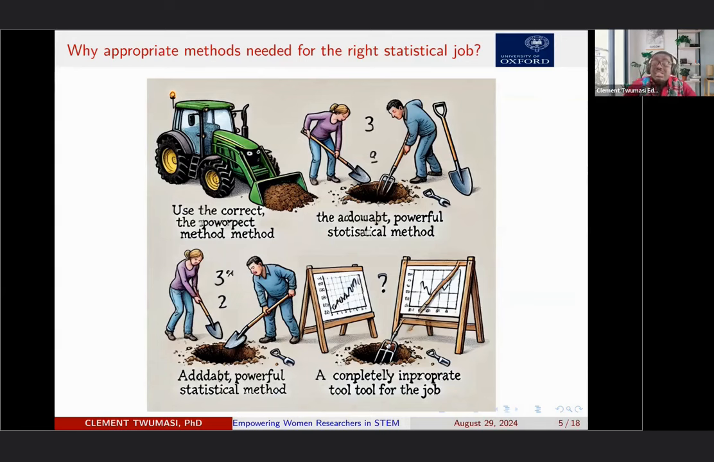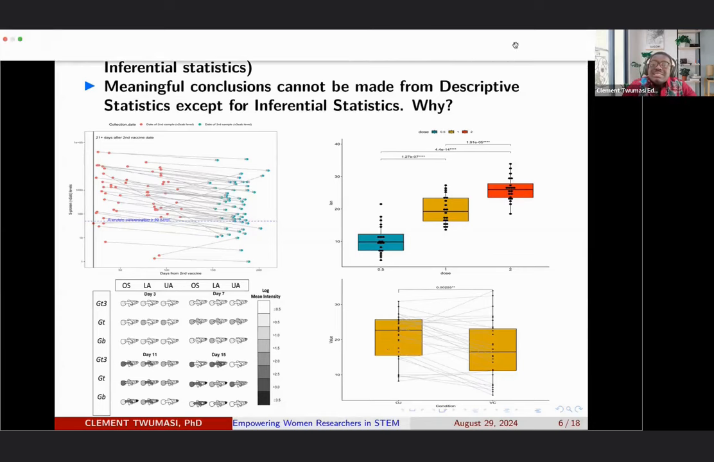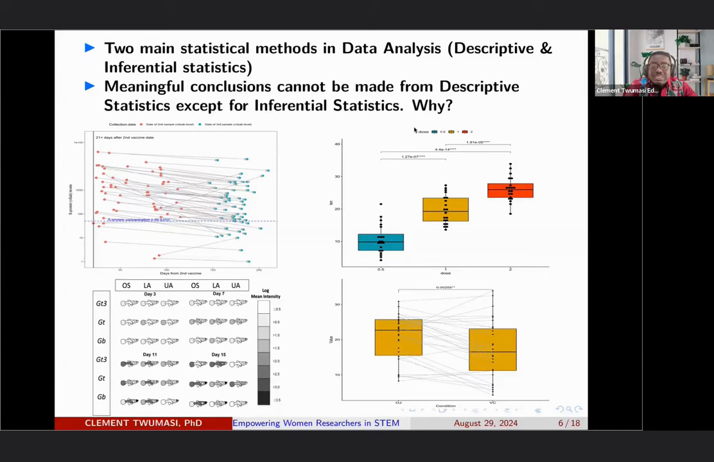So this is why it's very important to use the right tool for the right job as far as statistics is concerned. All right. Now, in every research, when you want to apply statistics to analyze data, there are two important aspects of it. So we can say statistics can broadly be categorized into descriptive and inferential statistics. Now, descriptive statistics has got to do with summarizing your data set.